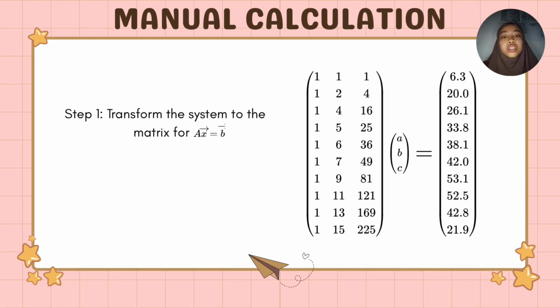Step 1. Transform the system into matrix form. So we start by organizing our data into a matrix equation, A vector X equals vector B. The matrix A contains the coefficients, and the vector X represents the unknown coefficients of the quadratic model. The vector B contains the observed data values. This representation allows us to apply linear algebra techniques to find the best fit quadratic curve.